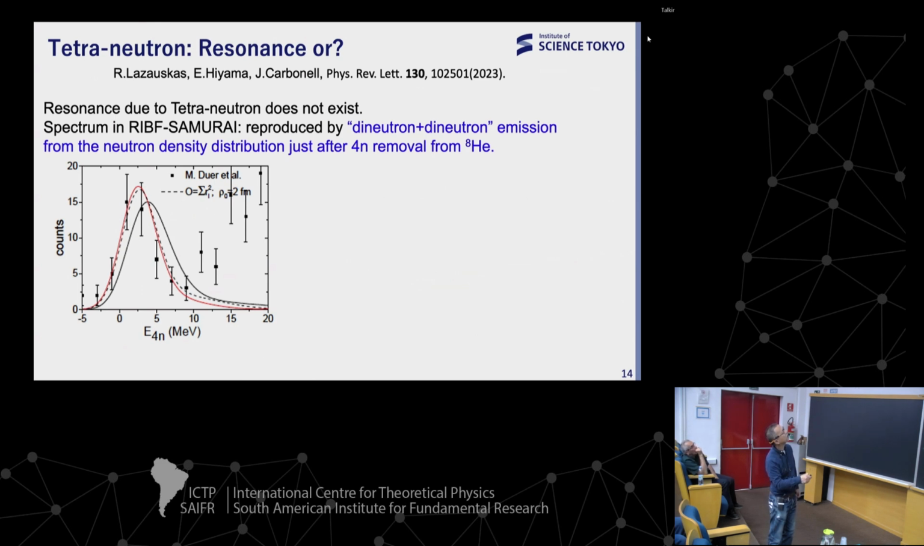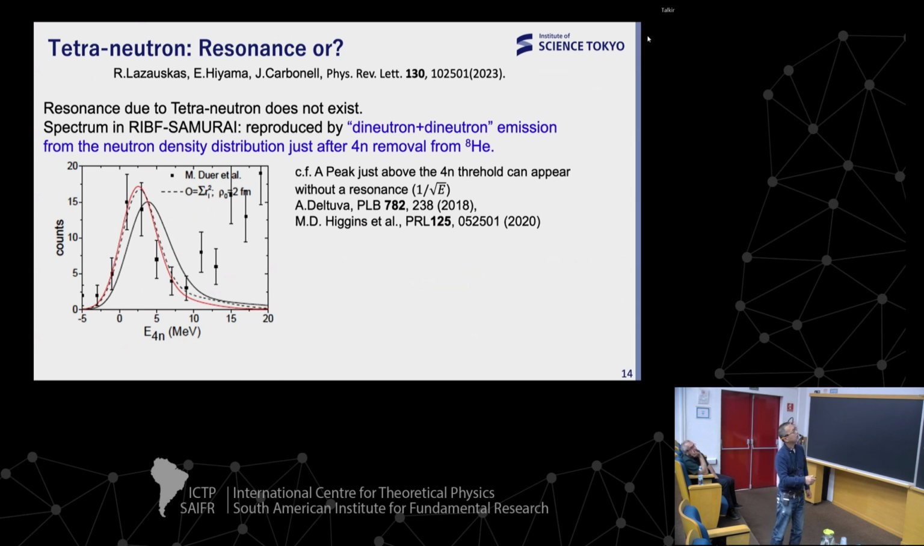Lazauskas, Hiyama-san, and Carbonell showed this spectrum of 4 neutron, and they say that the peak can be explained by dineutron emission from the neutron density distribution just after 4 neutron removal from helium-8. This means that it's reflecting the dineutron correlation inside helium-8. So this was due to the initial state, if I'm correct, right? Yeah. And with that they can extract this.